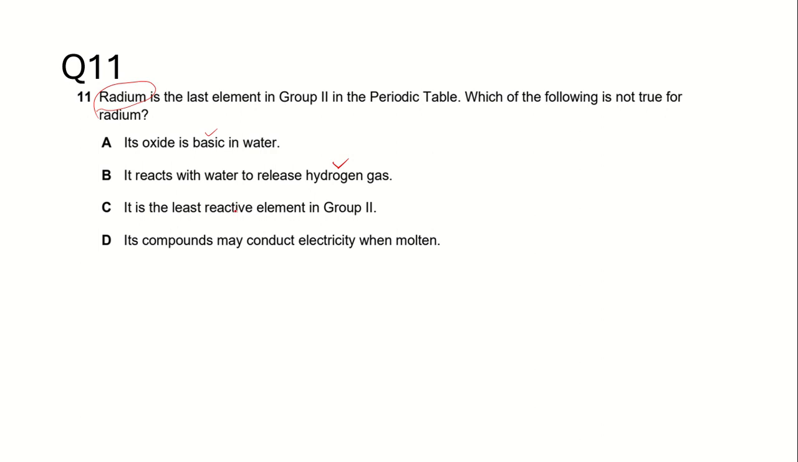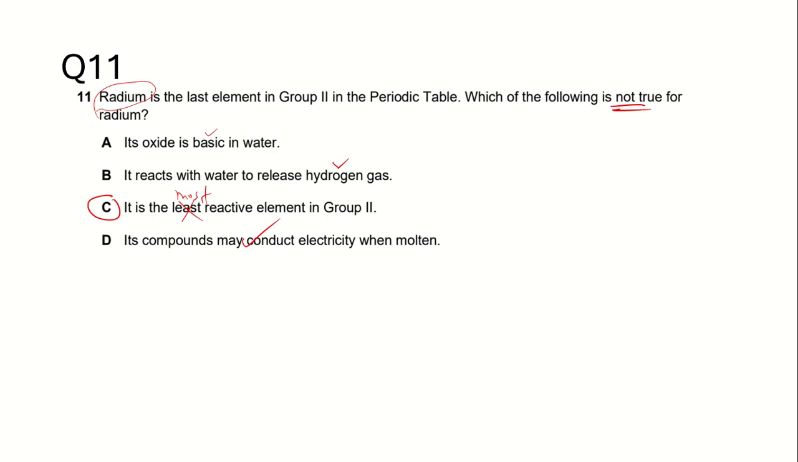C, it is the least reactive element in group 2. You can go back and look at question 5 and 9. I've discussed the trend of group 2 already. Going down group 2, the element should become more and more reactive. So this is not correct. Since it's the last one, it should be the most reactive. Not true, so our answer is C. D, its compound may conduct electricity when molten. Correct. Group 2 compounds, when they are molten, have free moving cations and also anions, so may conduct electricity.